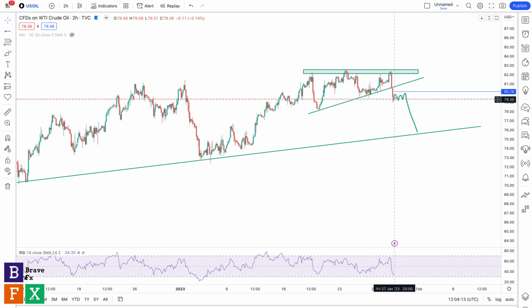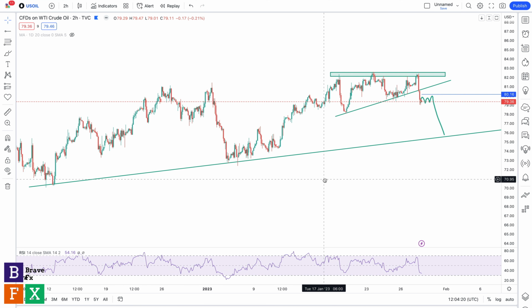So that's the reason why I'm going to watch out for a consolidation like this and a bearish breakout from that consolidation before I go short on crude oil. So this is briefly my outlook on crude oil.